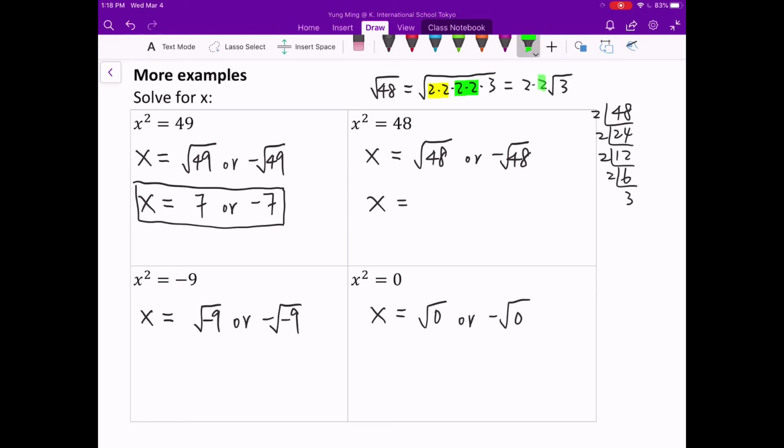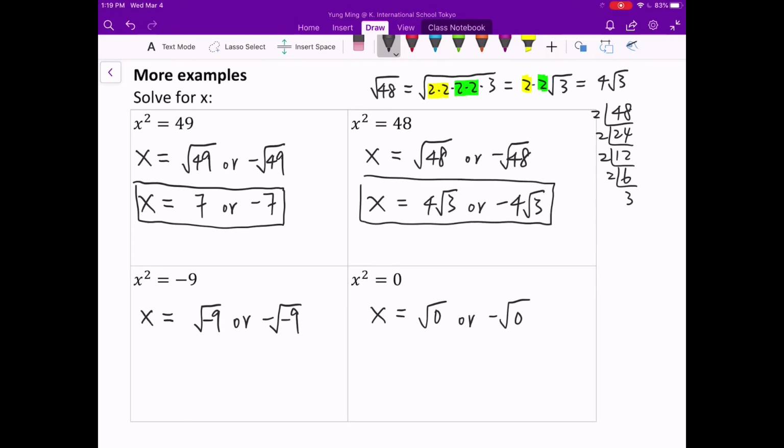So this 2 belongs to the green couple, and this 2 represents the yellow couple. So the answer is actually 4 root 3 if you simplify that. This root 48 will give you 4 root 3, and this minus root 48 will give you minus 4 root 3. And these are your final answers. You just need to realize the fact that if you have a negative number inside the square root, this is no. Okay, how about the second one?